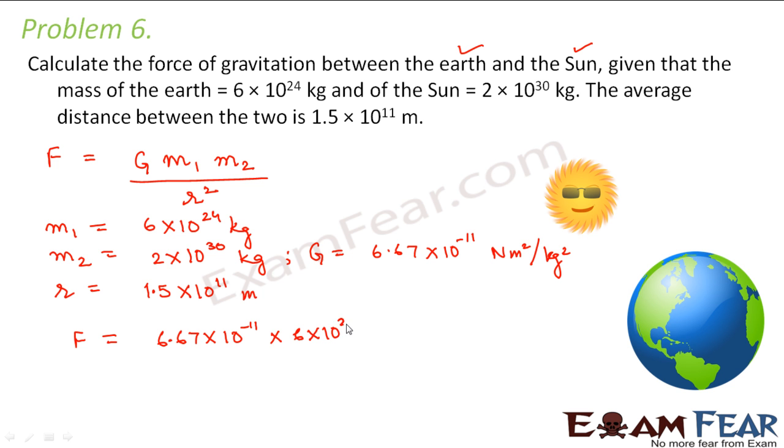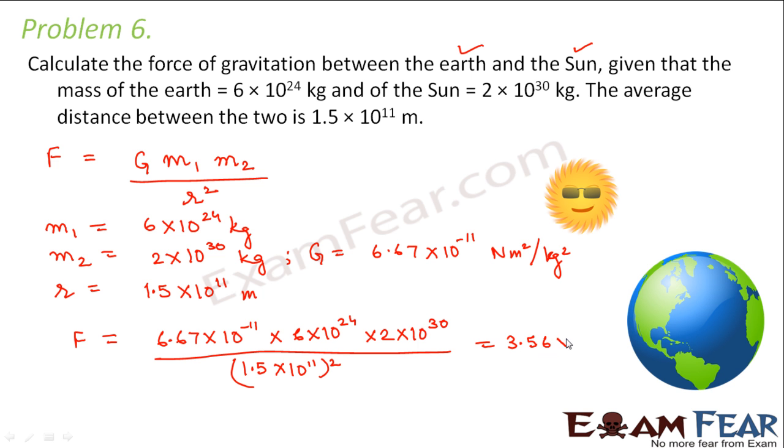Right? So now we can calculate F as 6.67 into 10 to the power minus 11 into 6 into 10 to the power 24 into 2 into 10 to the power 30 divided by 1.5 into 10 to the power 11 whole square. So this value comes out to be 3.56 into 10 to the power 22 newtons. So this would be the force of gravitation between the earth and the sun.